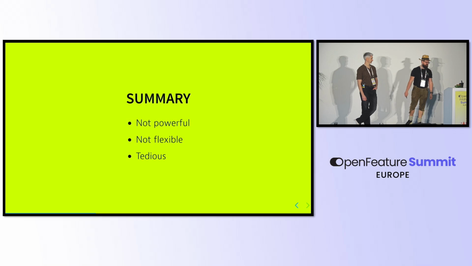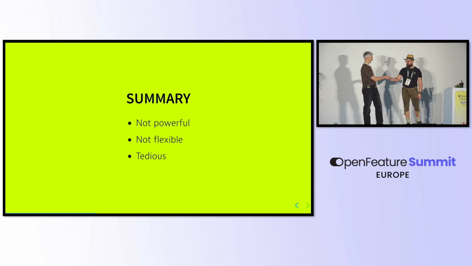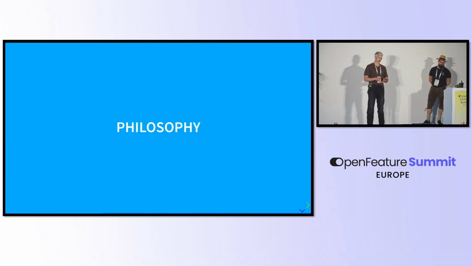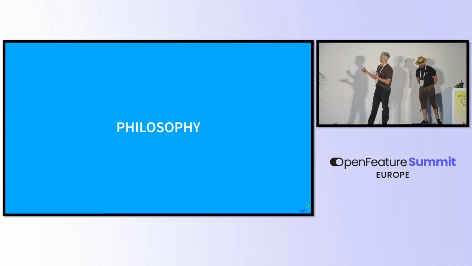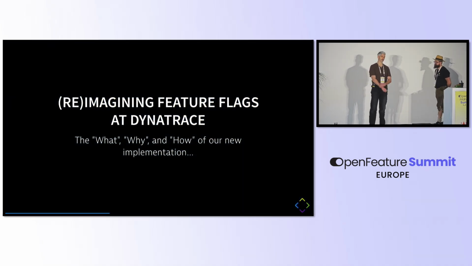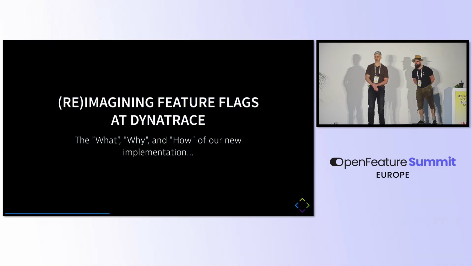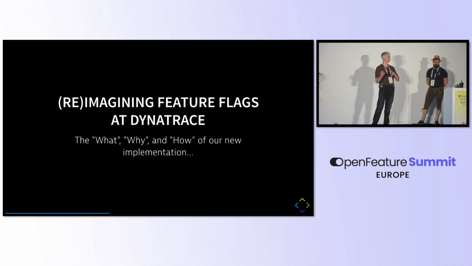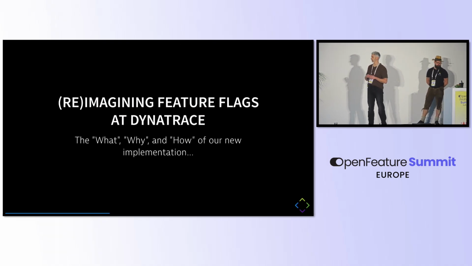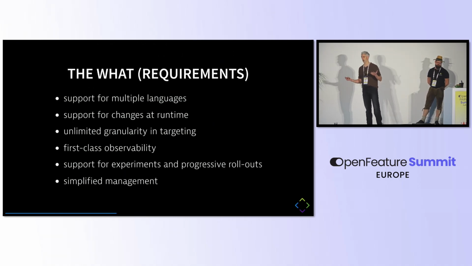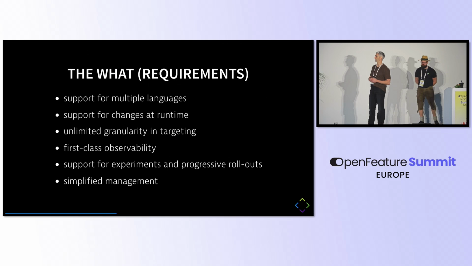And that brings us to the next part, our philosophy and what we tried. Yeah, thanks. Or what we wanted to achieve. Thanks, yeah, so like Simon said, this is the philosophical part, so we wanted to reimagine what feature flags could look like at Dynatrace. And we broke that into 3 sections, like the what, the why, and the how of a new implementation. So the what, you can think about these as requirements. They're pretty concrete and well known.